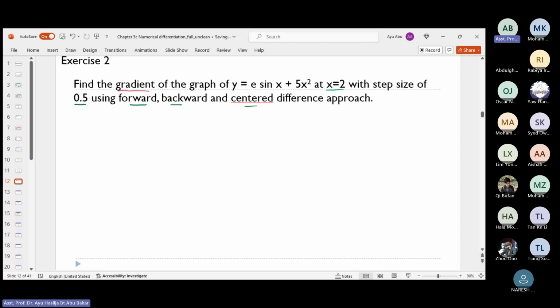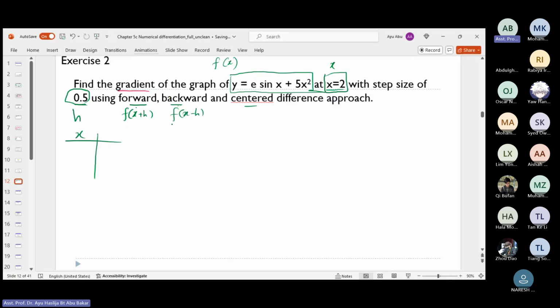Okay, so this is your function. This is your starting point, your x. This is your h. Now you have forward, backward and centered. Forward will involve x plus h, backward x minus h, centered will involve both of these. So you will need the data. Generate the table. Your h is 0.5.